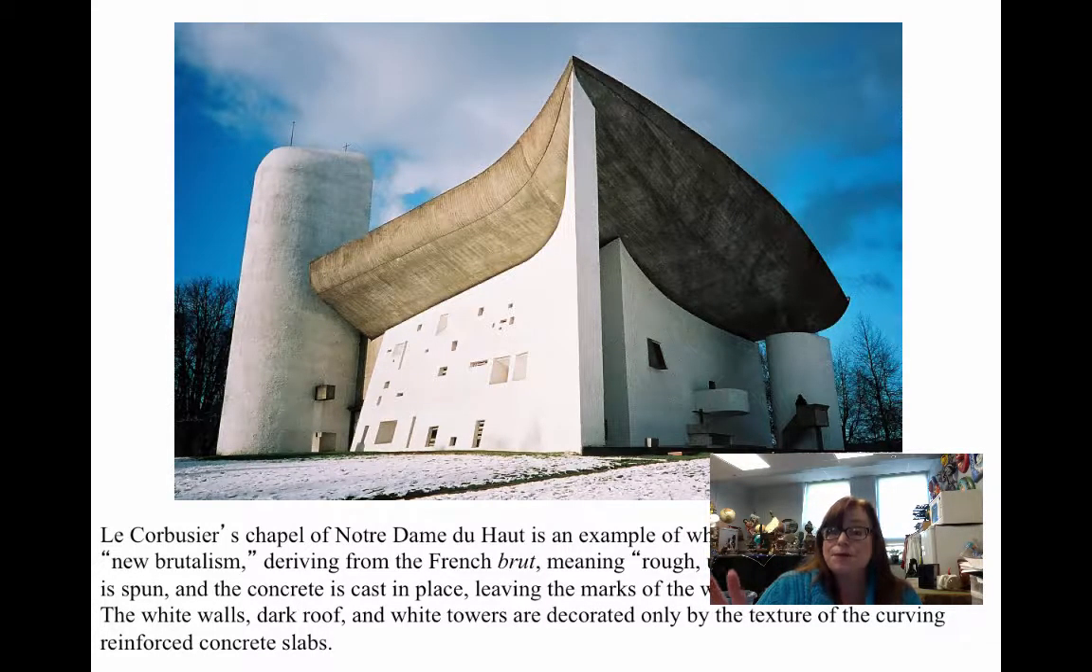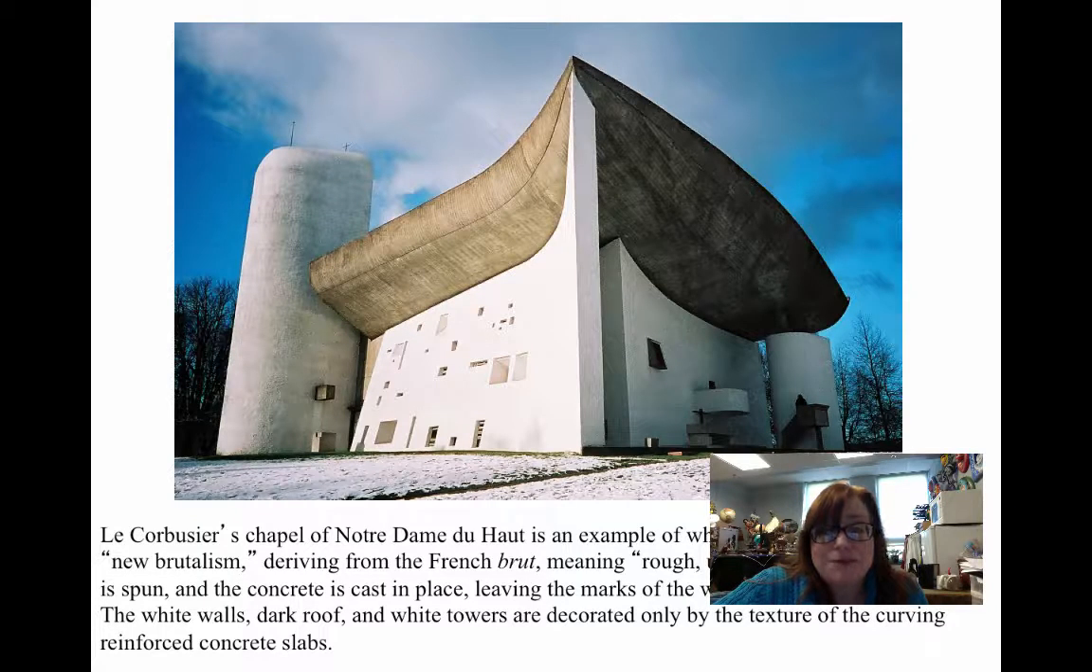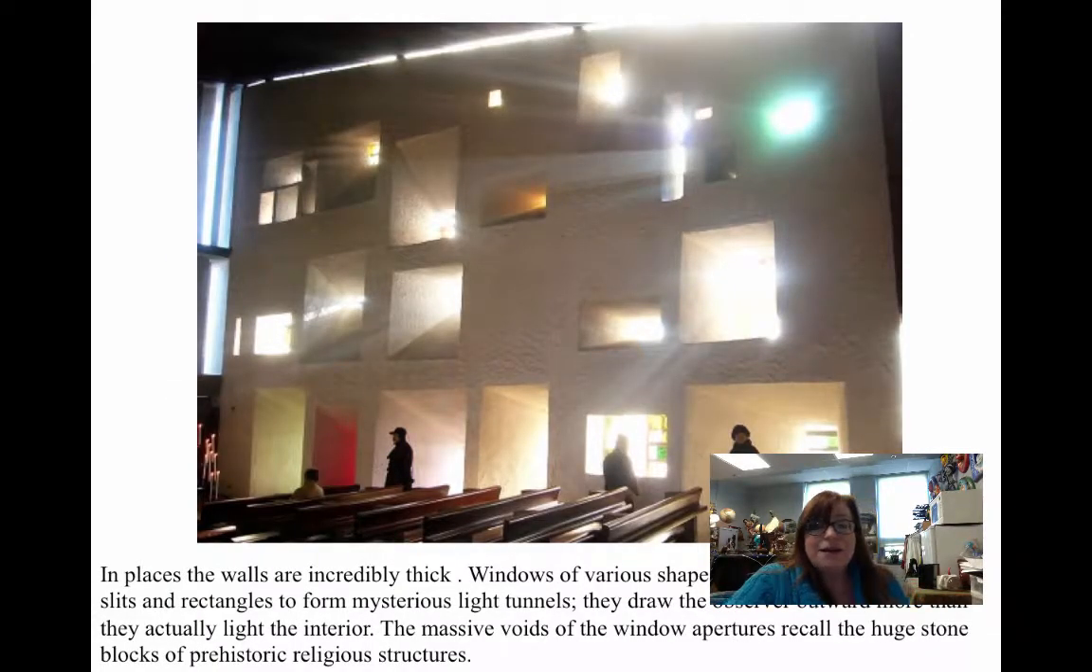Center Square, right around Suburban Station in Philly, you'll notice a lot of the buildings are concrete, but they have kind of a texture to them, similar sort of thing. The white walls, the dark roof, and the white towers are decorated only by the texture of these reinforced concrete slabs. And on the inside, the walls are very thick, as you can see from the outside. When we look inside, you've got these windows piercing the side that allow the light to come in and let it feel somewhat mysterious.